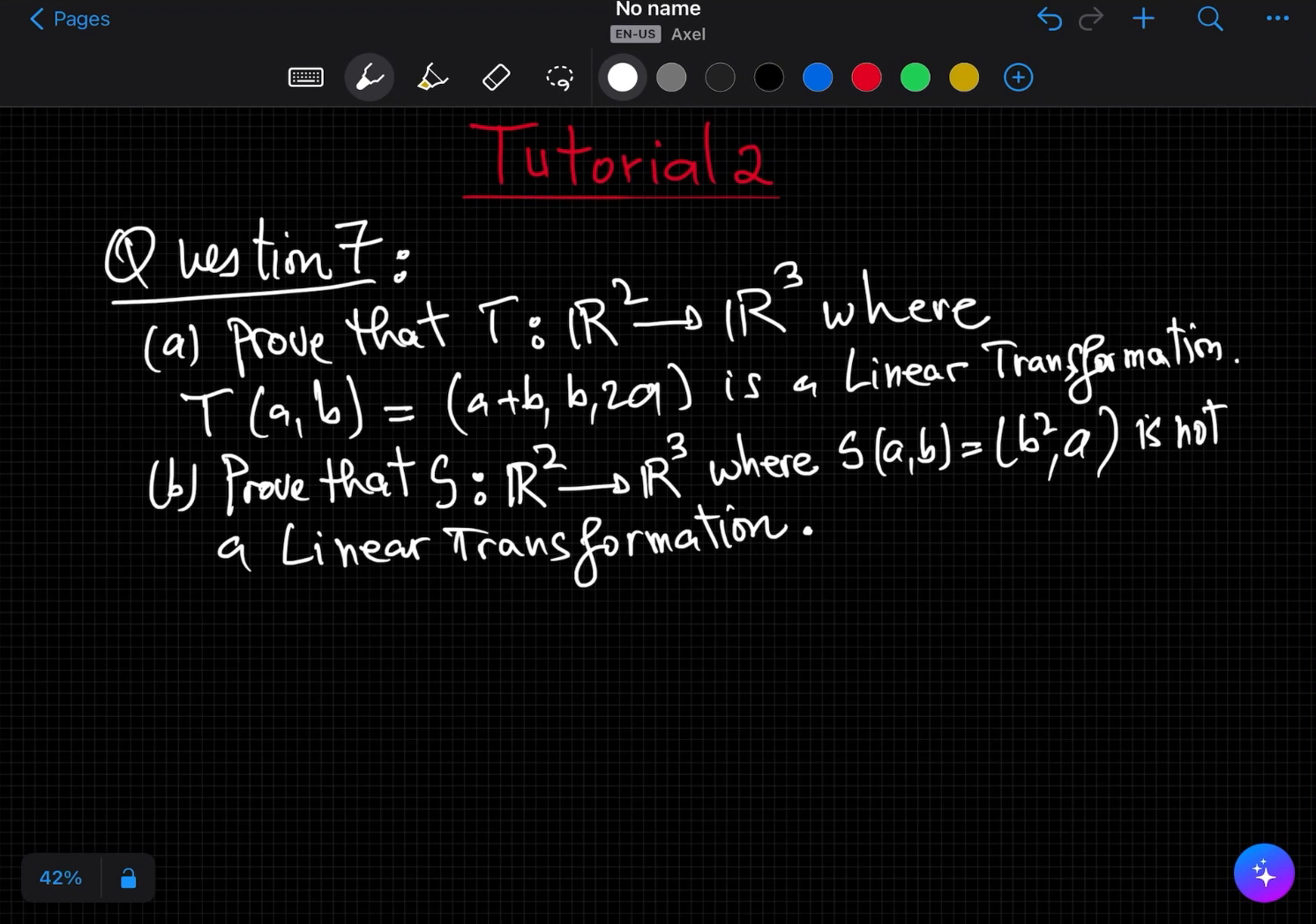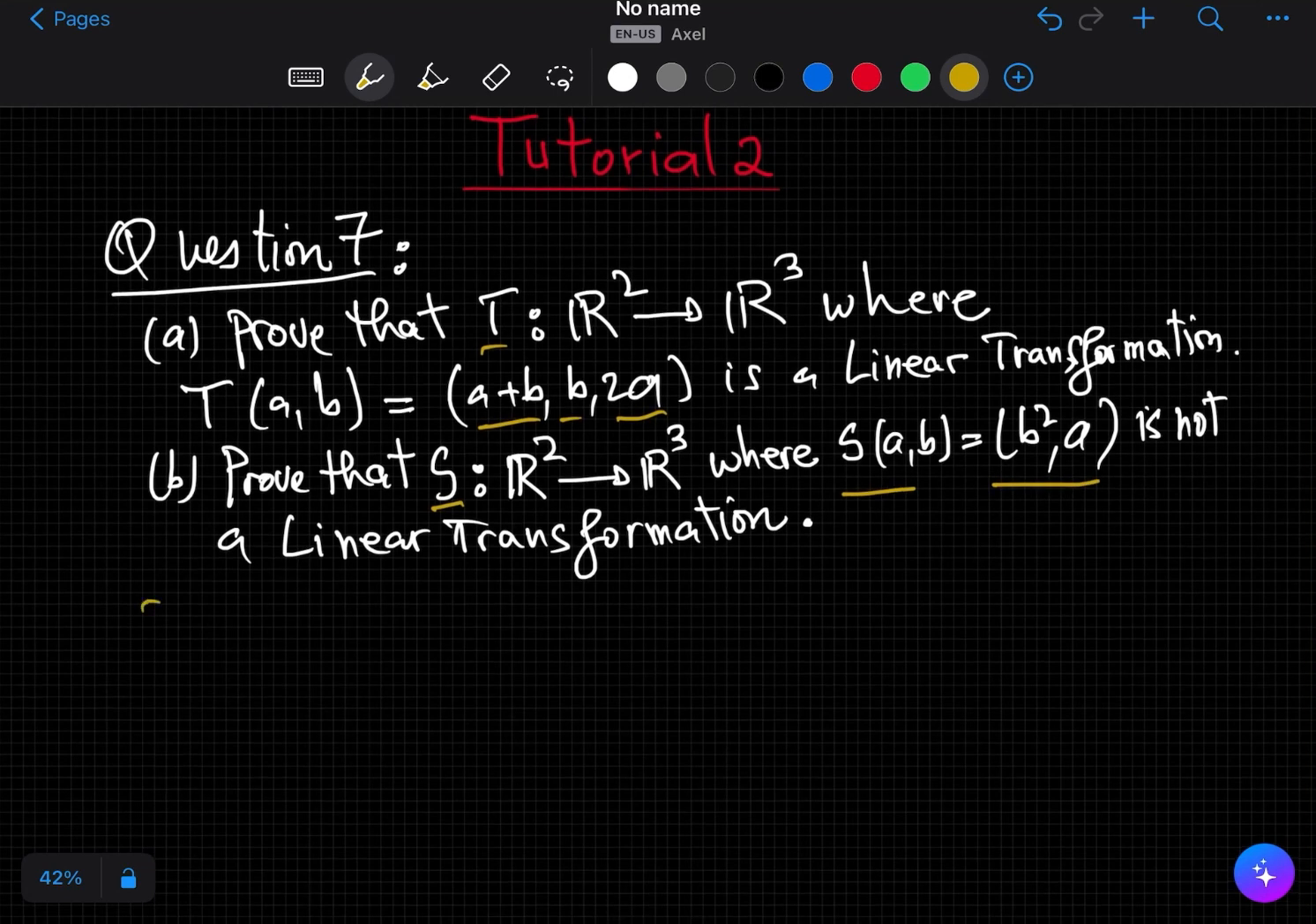You are asked to prove that a transformation T from R2 to R3, where T(a,b) equals (a plus b, b, a), is a linear transformation. Secondly, you are also asked to prove that S from R2 to R3, where S(a,b) equals (b squared, a), is not a linear transformation.